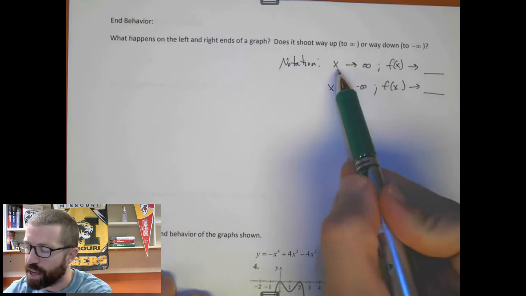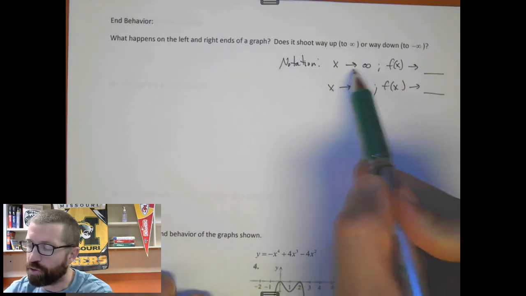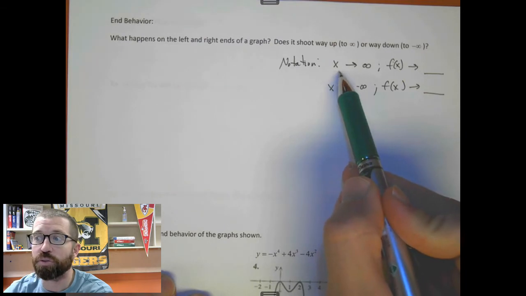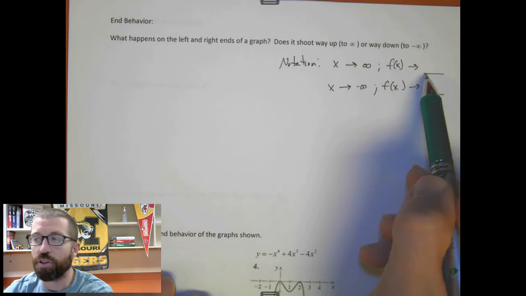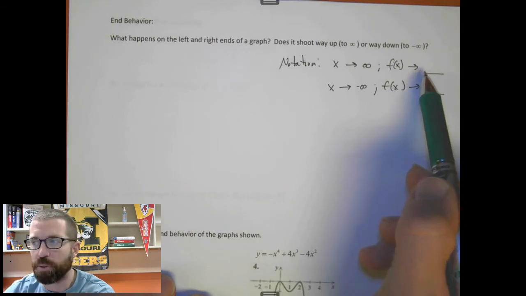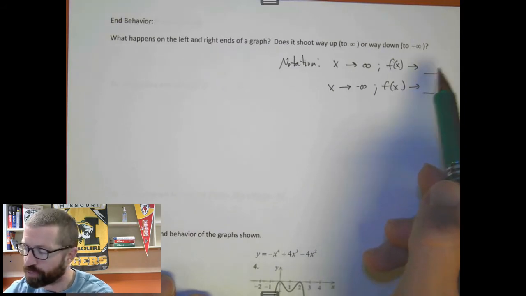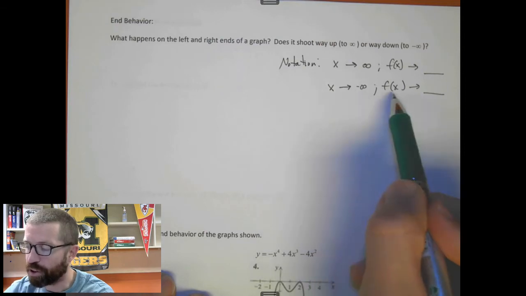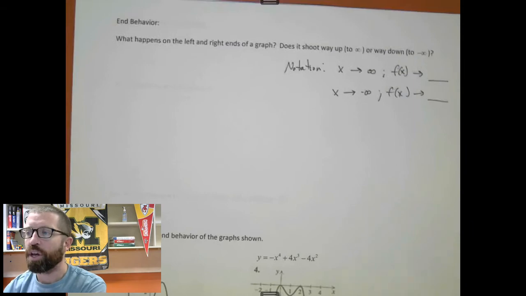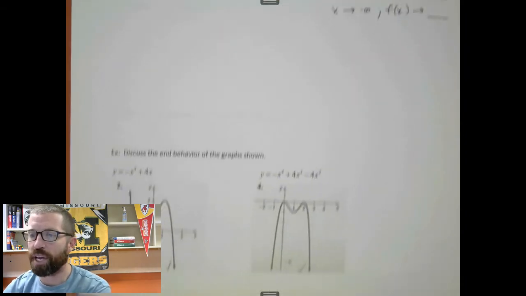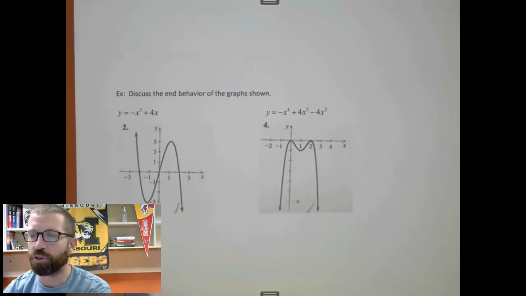This just means as x goes to infinity, or as the graph goes to the right, or on the right side, the y values either go up or down forever. So it's going to be positive or negative infinity here. And this means on the left side, the graph either goes up or down forever. So it's positive or negative infinity. And so let's just go ahead and jump down to these two pictures here.